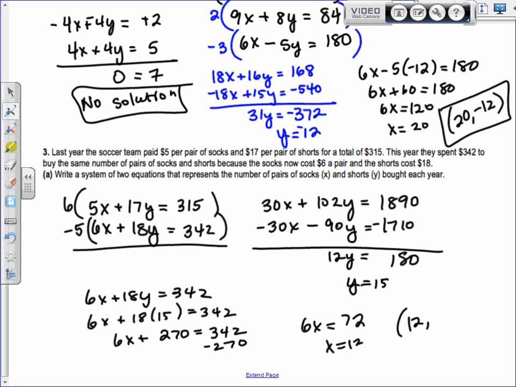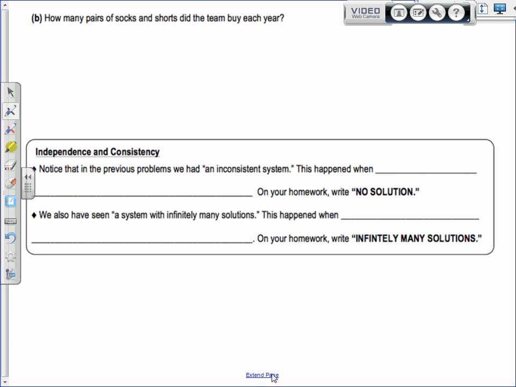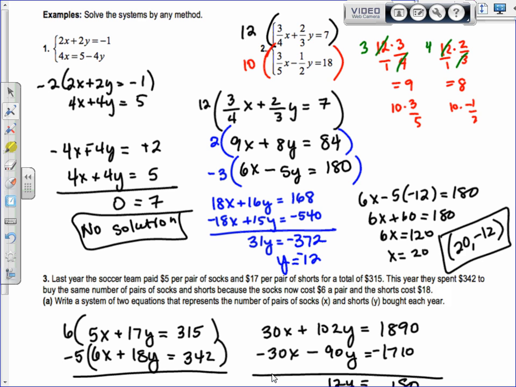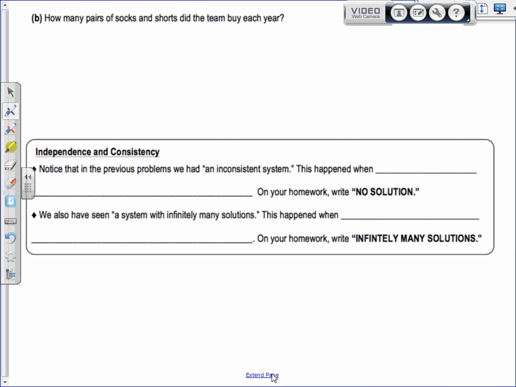So 12 pairs of socks, that was the x, and 15 pairs of shorts. I don't know why they have more shorts than socks. Maybe people already had socks. Seems weird. All right, so the very last little bit in your notes, it says, I guess we do have part B. How many pairs of socks and shorts did the team buy each year? So I guess the first part was just writing the system. So it was writing this. So this is really part B. So part B was 12 pairs of socks, 15 pairs of shorts.